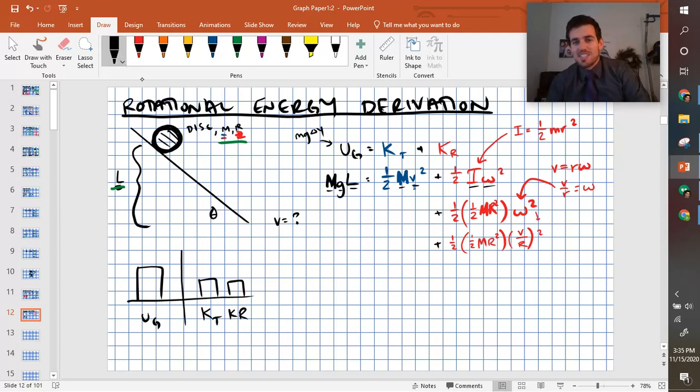So this is pretty ugly right now. So I'm going to simplify it real quick. Notice that there's a 1/2 and a 1/2 here. So if I multiply those two halves together, I'm going to get 1/4. And then notice that this square here has to be distributed. So that's going to be v squared and r squared. But that puts an r squared in the bottom and an r squared in the top. So those actually end up canceling out.